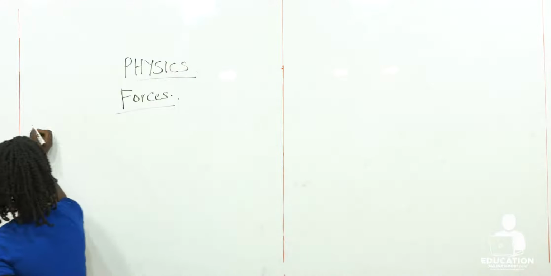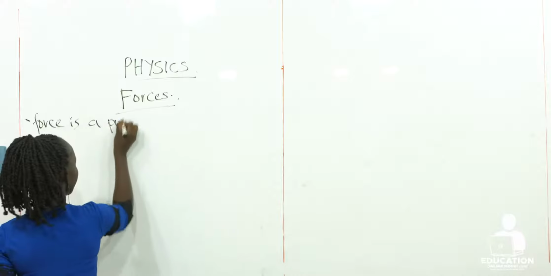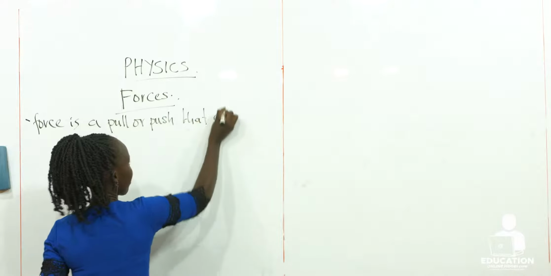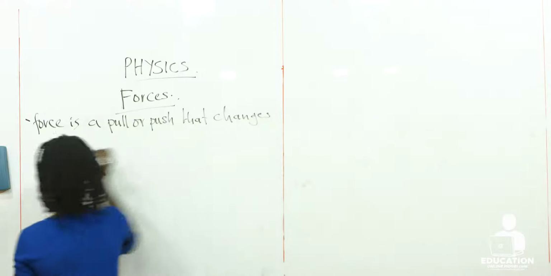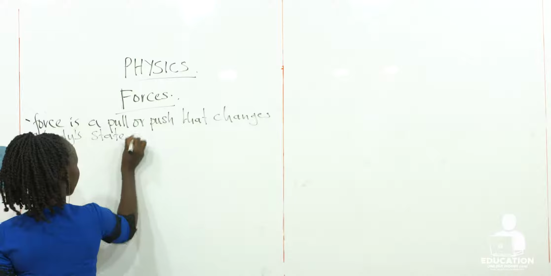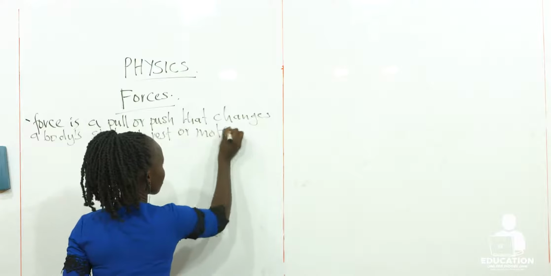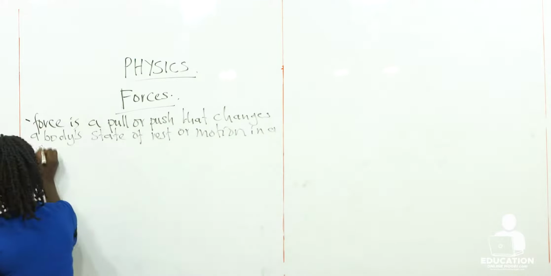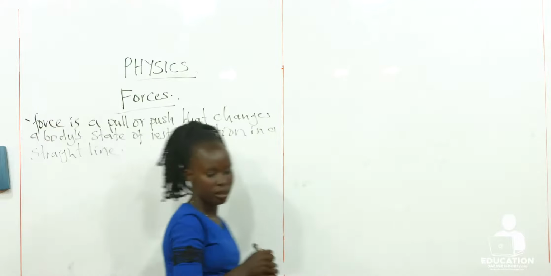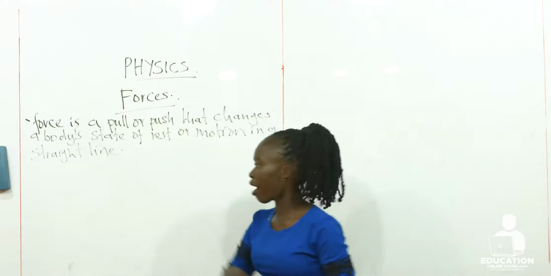So we say that our force is a pull or push that changes a body's state of rest or motion in a straight line. Why is it in a straight line? Because forces always act in a straight line. That's why we have it there, the straight line.